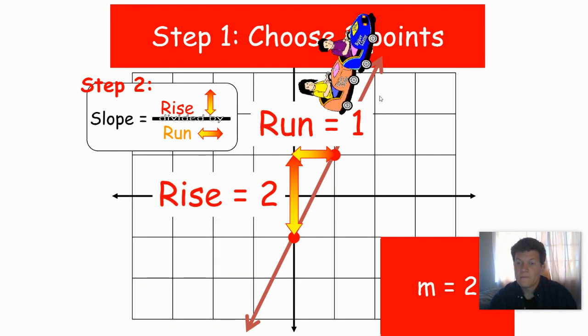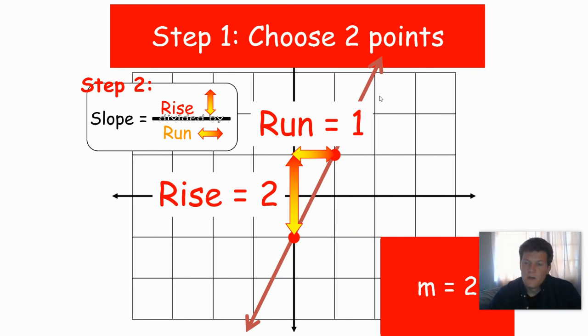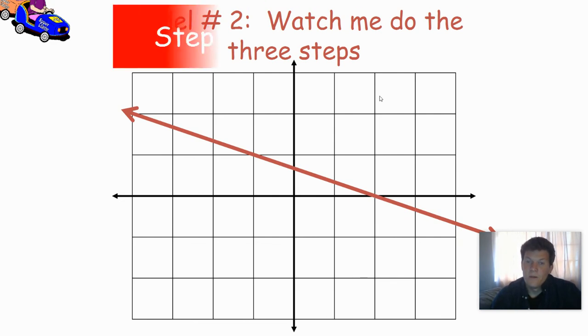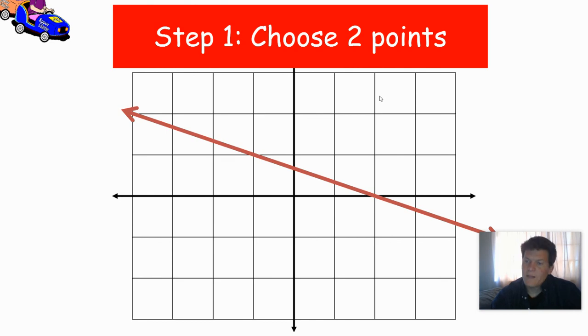We're going uphill, which means we have positive slope. So the answer to this example, our slope, our m, our movement, is positive 2. Do this one again. Step number 1, pick 2 points. I like picking the ones closer to the middle, so I'm picking these two right here. Remember, on the grid line, so that way they're clean points.